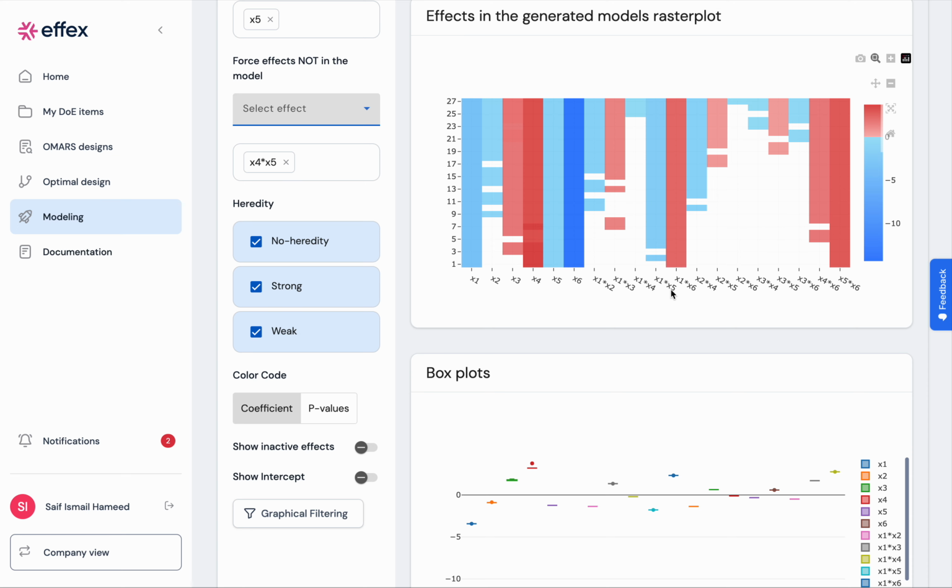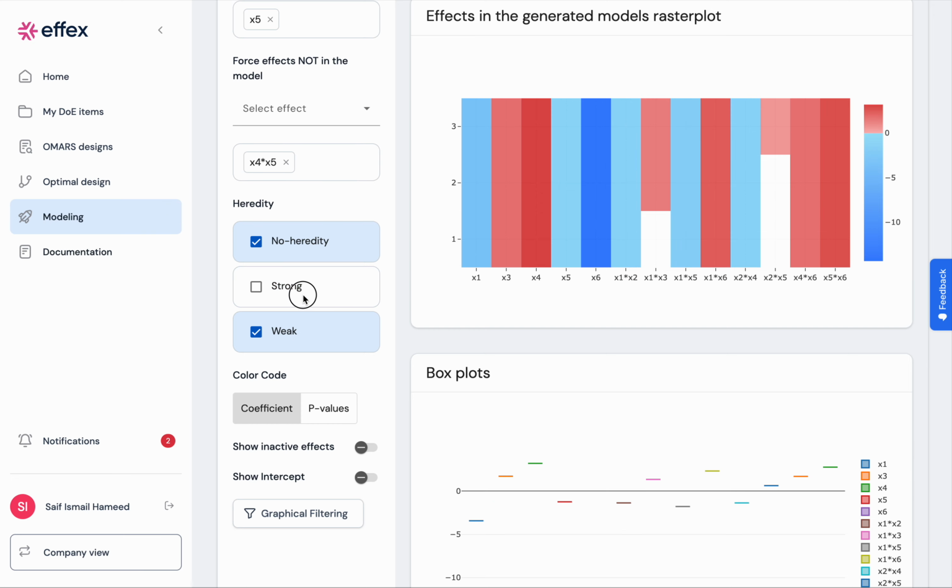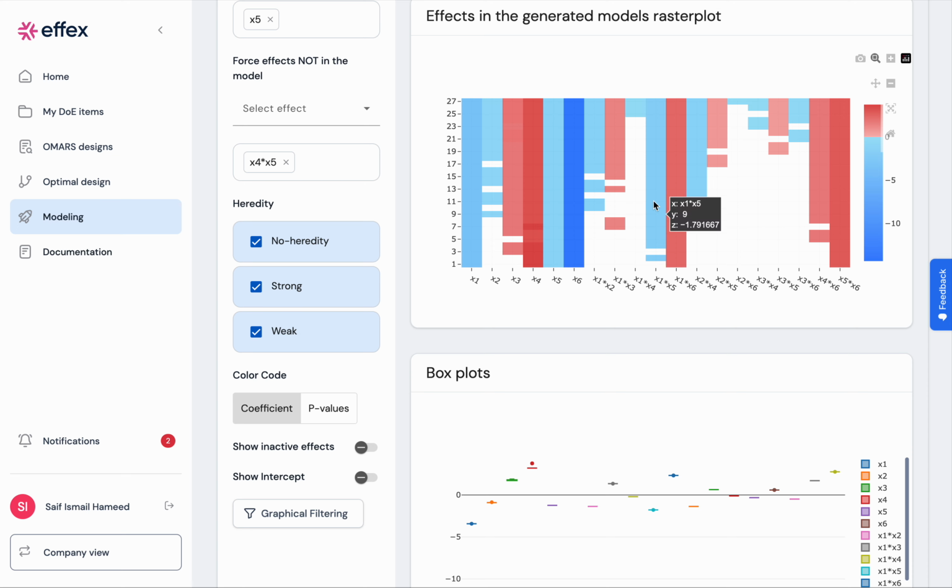So if I have an interaction effect between two variables, let's say x1 and x5, and I know from prior knowledge that okay, these variables x1 and x5 both must also have an individual linear effect, and they must always be present with this interaction in the model, then you can click on strong heredity over here, and therefore whenever this interaction pops up in a model, or you have models that are displayed here that have this interaction, the corresponding main effects will also be present.